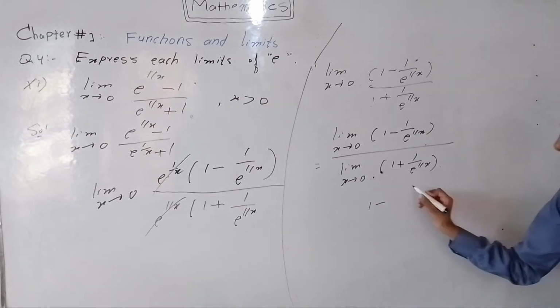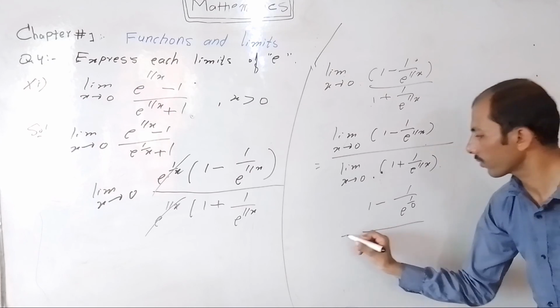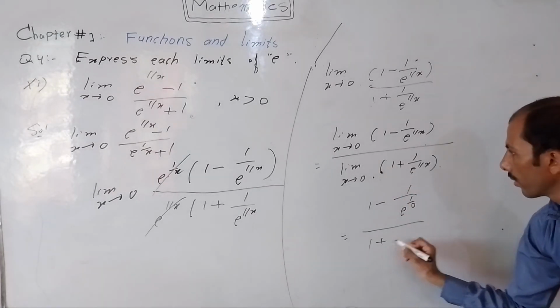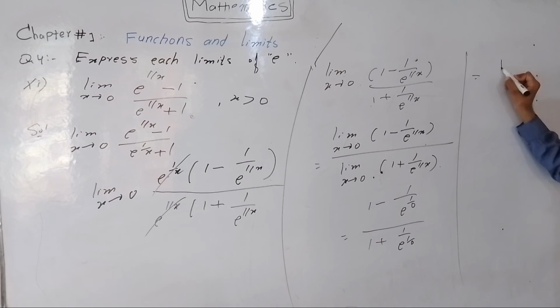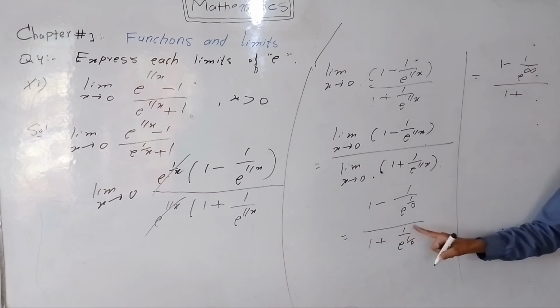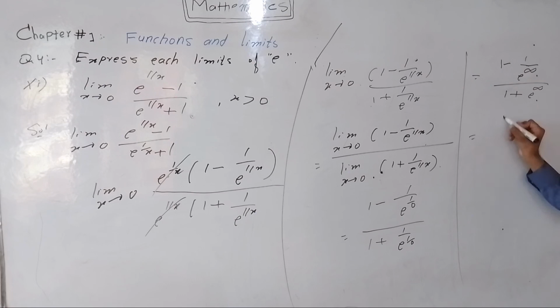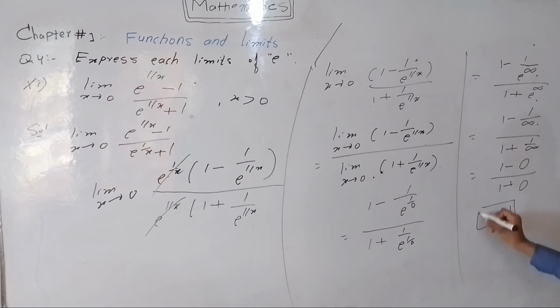which is equal to 1 minus 1 divide e power 1 divide 0, which is equal to 1 plus 1 divide e power 1 divide 0, which is 1 minus 1 divide e power 1 over 0 is equal to e power infinity. 1 plus e power 1 divided 0 is equal to e power infinity. 1 minus e power infinity is equal to infinity, 1 plus e power infinity is equal to infinity, 1 minus 1 divide infinity is equal to 0, 1 plus 1 divide infinity is equal to 0, so which is equal to 1, which is the required solution.